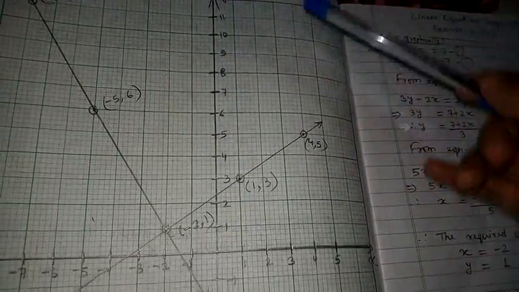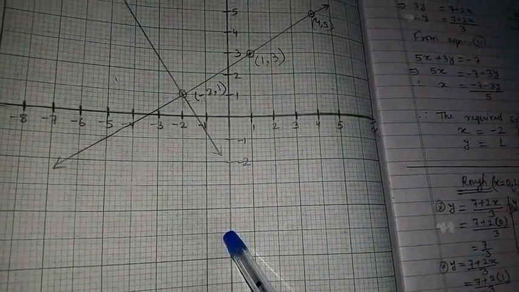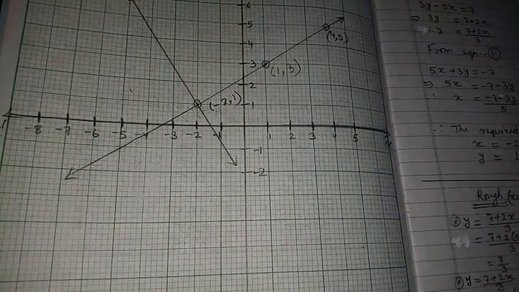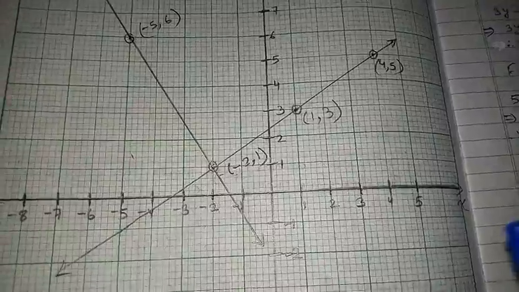This is the positive part of y and this is the negative part of y, and this is the positive part of x, this is the negative part of x. So that way now I am plotting.